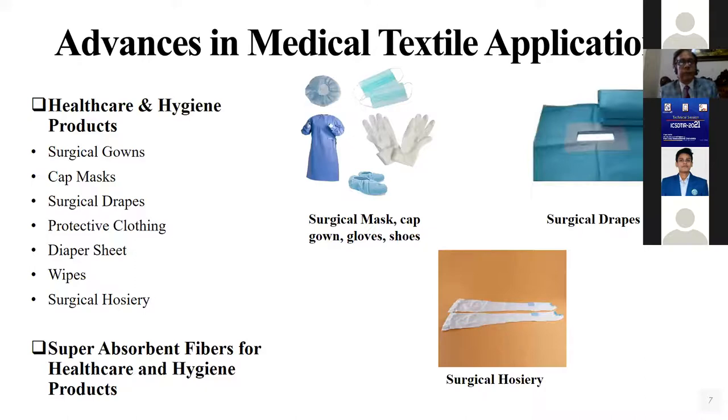The products being used for maintaining physical hygiene shall be permeable, comfortable, and non-allergic to the body. Here are some hygiene products such as surgical gowns, caps, masks, surgical drapes, some protective clothing, diaper sheets, wipes, surgical hosiery, etc. If we look at the super absorbent fibers, it is obvious that they are so absorbent that they can absorb 50 times their original mass, while conventional wood pulp and cotton lint have a capacity of 6 times only.